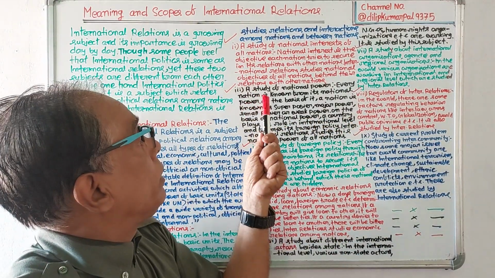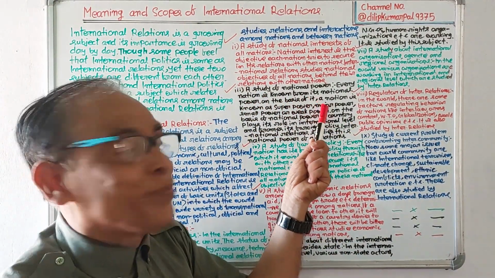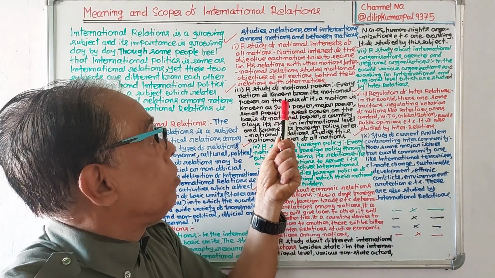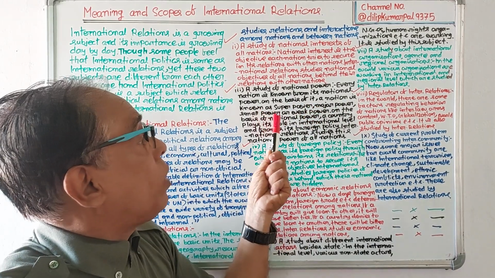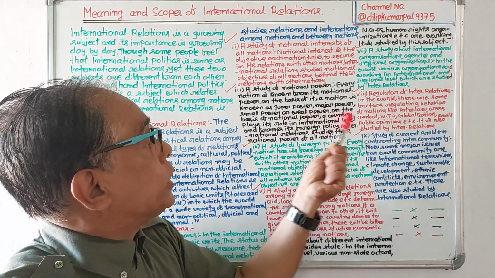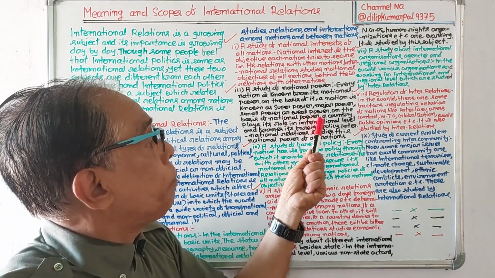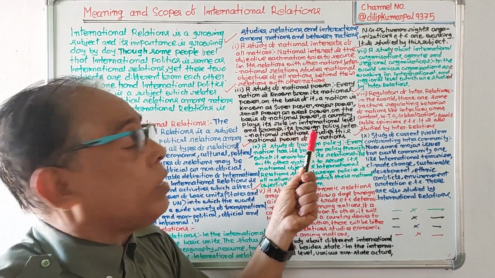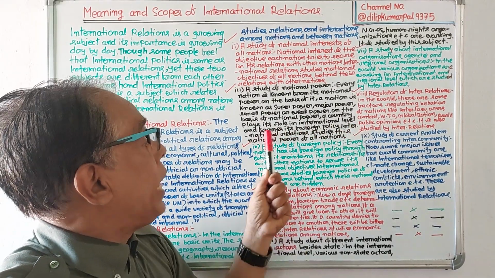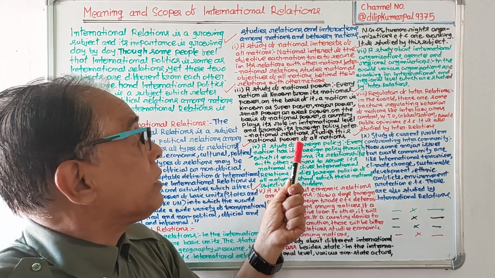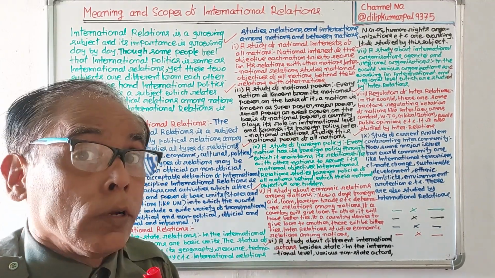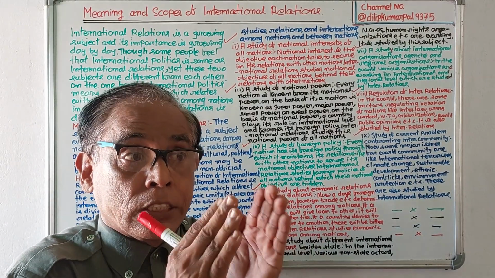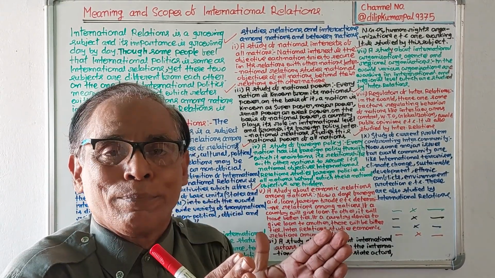Number 3, a study of national power. Every nation is known from its national power. On the basis of it, a nation is known as a superpower, major power, small power, or weak power. On the basis of national power, a country plays a role at the international level and frames its foreign policy. International relations studies this national power of all nations.